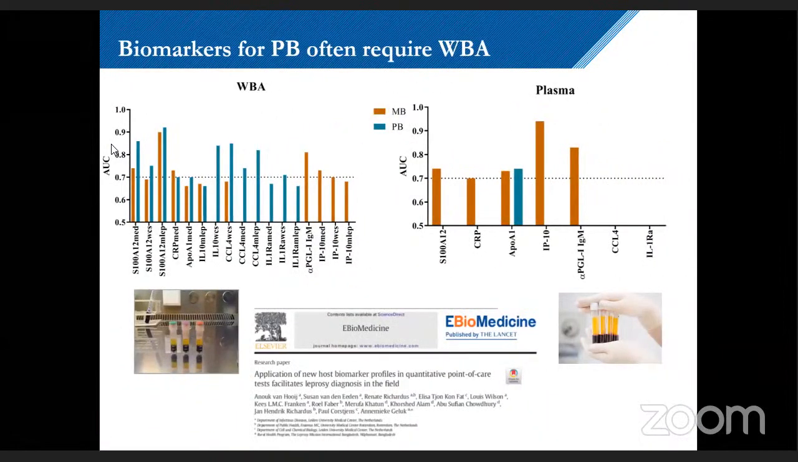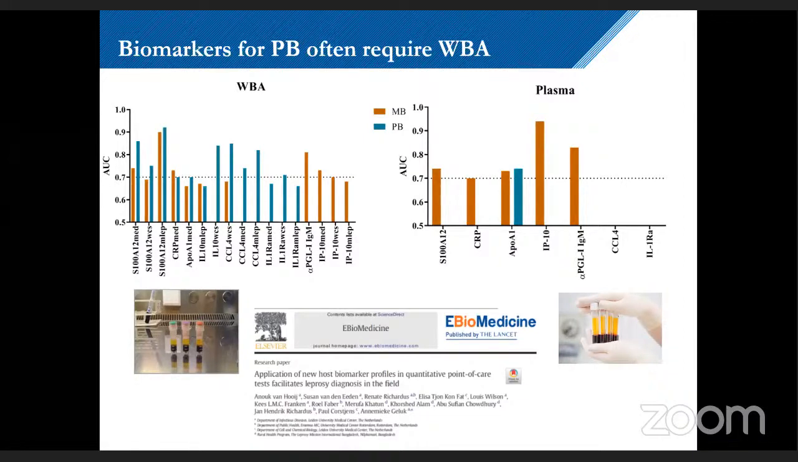And this is also what you see in here. If we look at the red bars and the blue bars, red stands for multibacillary patients and blue for paucibacillary patients. The area under the curve is given on the y-axis, and the area under the curve is a measure for the discrimination between disease and control. So the higher, the better the discrimination between the disease and control group.